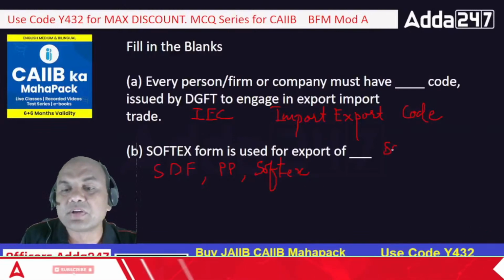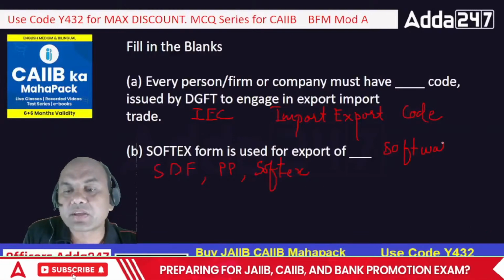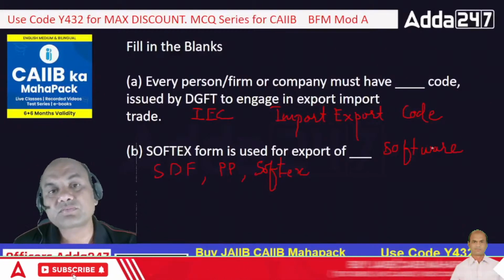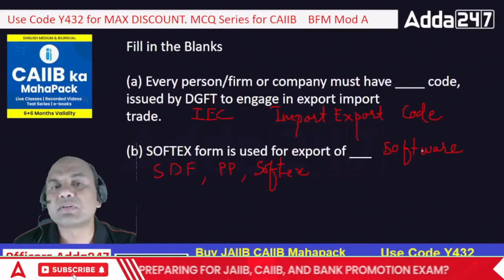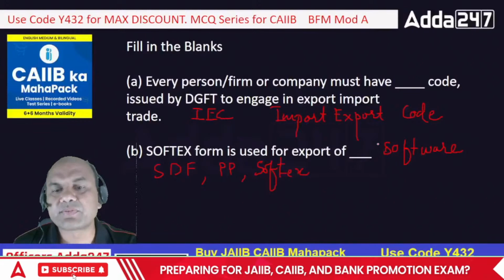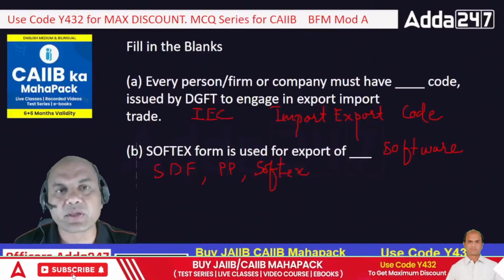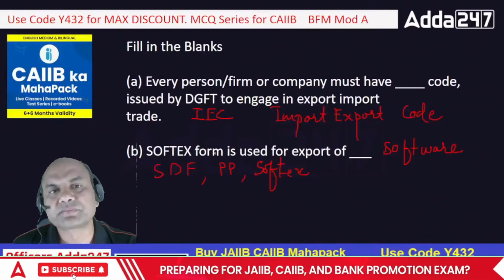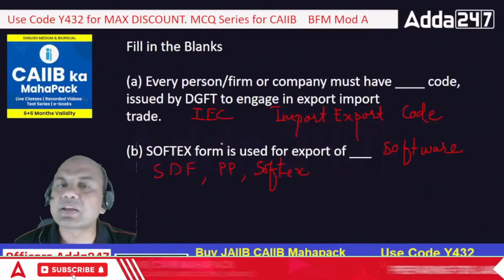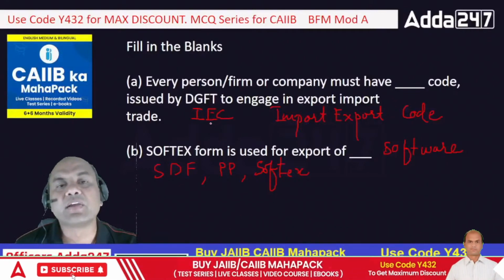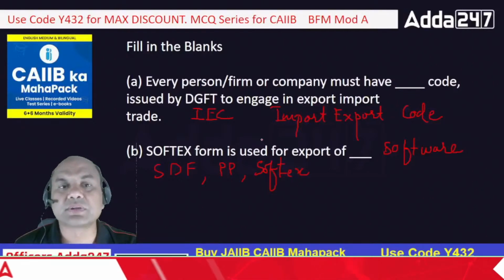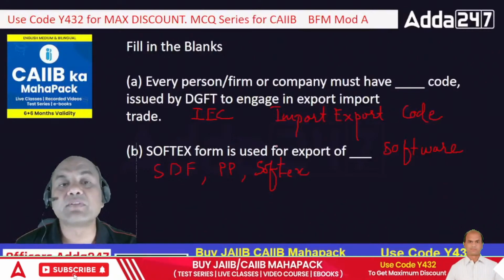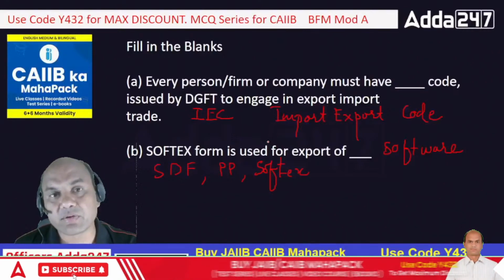See the name itself, Softex, software. This Softex form is to be declared by me as a company to the government. Now you'll ask me one question. Suppose I do some coding and send it by email to somebody in the USA, and that person sends me the money. How will the government come to know? Sure, I will definitely charge for it, which means the money will be received in my account.